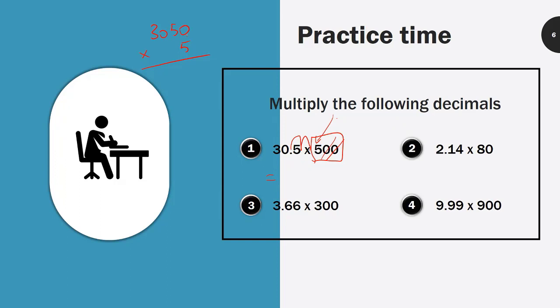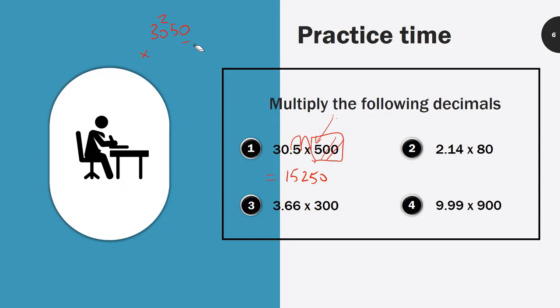So here I do 5 times 0, which is 0. 5 fives is 25. Okay, 5 times 0 is 0, but we bring down that 2. And 5 times 3 is 15, okay? So that means that my answer here would be 15,250.